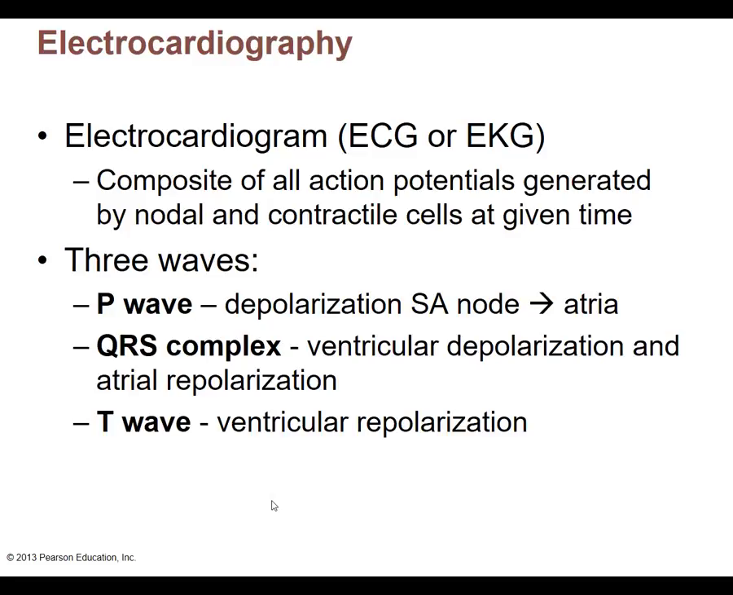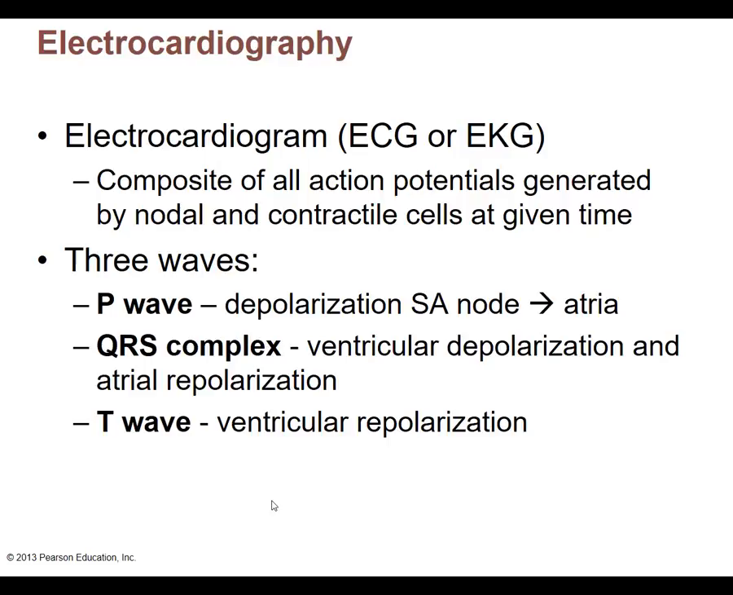Now, to record all of this, to be able to see what's happening electrically in the heart, we look at an electrocardiogram. It's a record of all the electricity traveling throughout the heart. We can look to see where these action potentials are. We can see where the depolarizations and the repolarizations are.